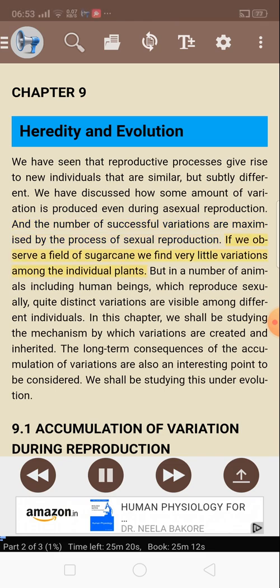If we observe a field of sugarcane, we find very little variation among the individual plants. But in a number of animals, including human beings, which reproduce sexually, quite distinct variations are visible among different individuals. In this chapter, we shall be studying the mechanism by which variations are created and inherited. The long-term consequences of the accumulation of variations are also an interesting point to be considered. We shall be studying this under evolution.